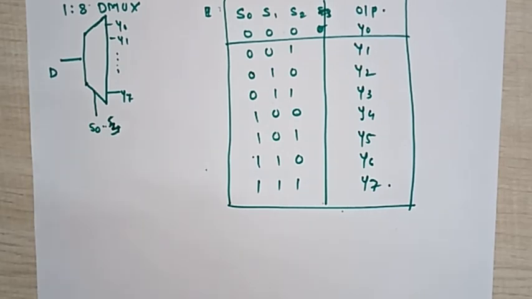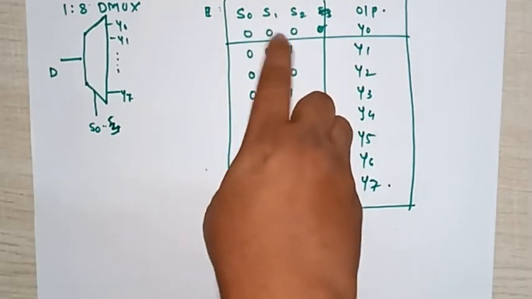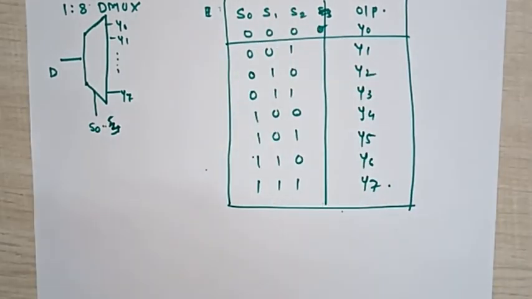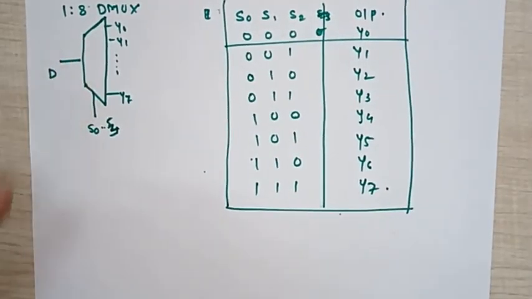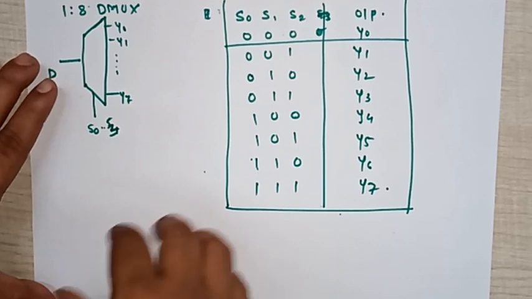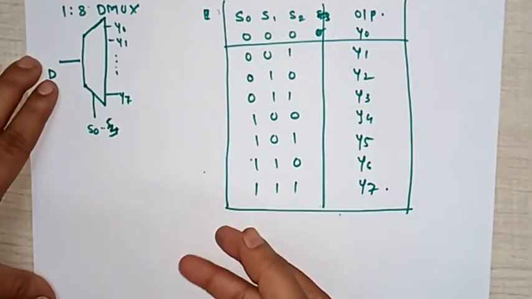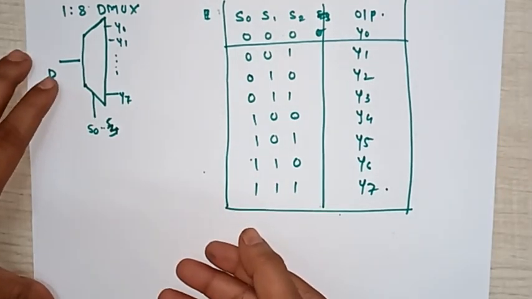Now the detailed truth table you need to draw as a homework part. In that you have to take the enable signal. After the enable signal, you will take all possible values of the select lines, and the outputs you have to take as a row, Y0 to Y7, like this. So all of you complete the truth table of the 1:8 demux as a homework part.